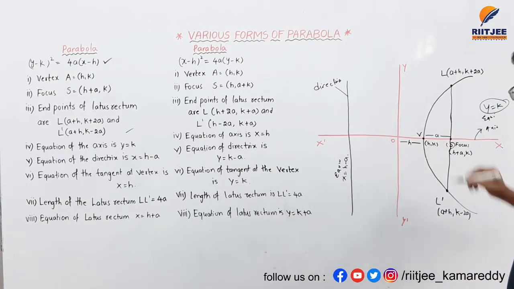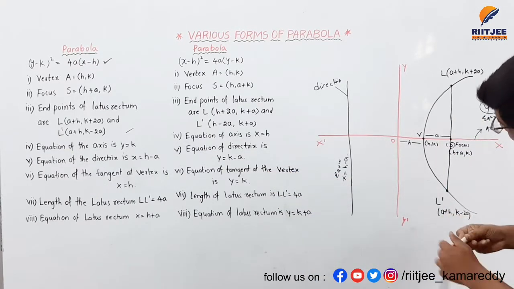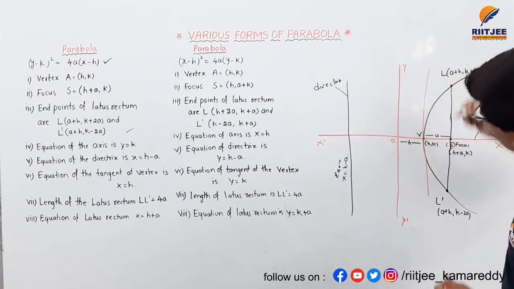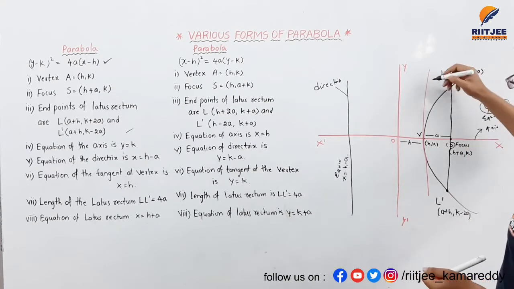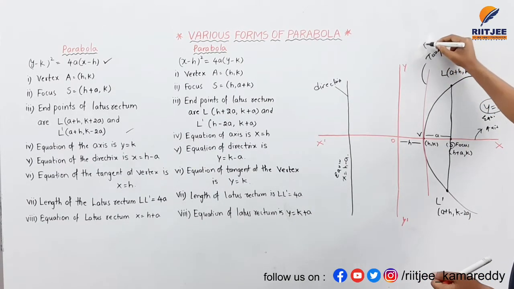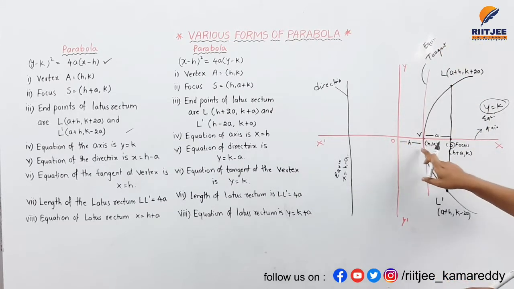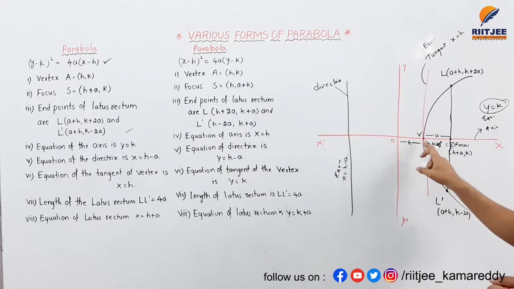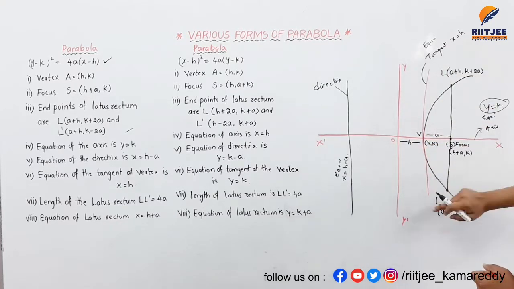Next, the equation of the tangent at the vertex. Here this is the vertex, and this is the tangent. The tangent is at a distance of h, so the equation becomes x is equal to h.